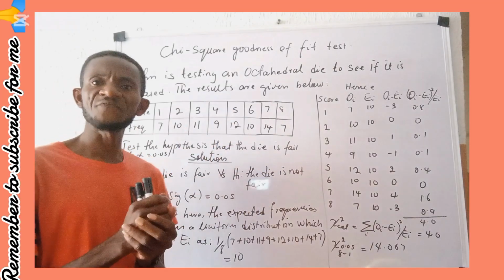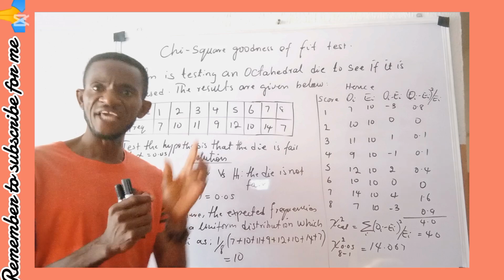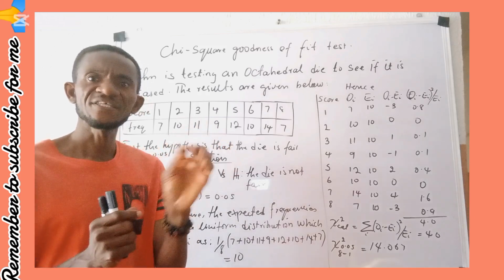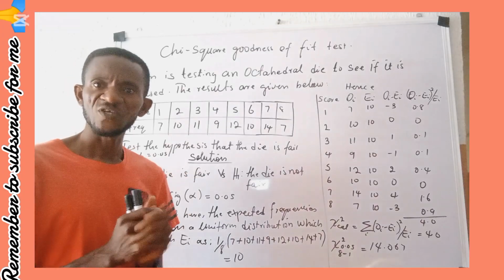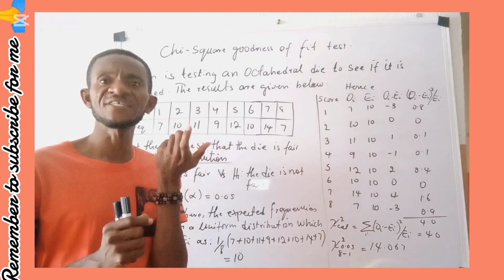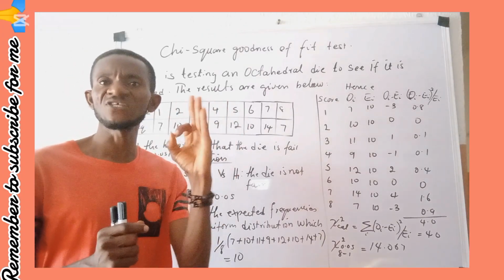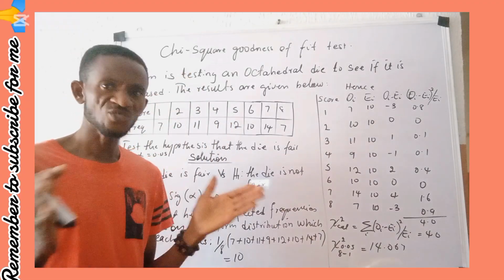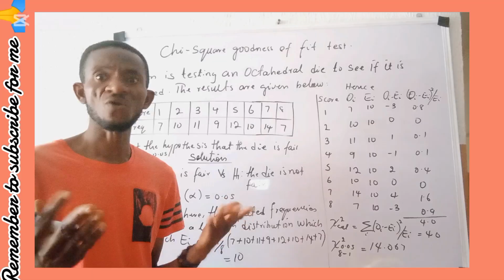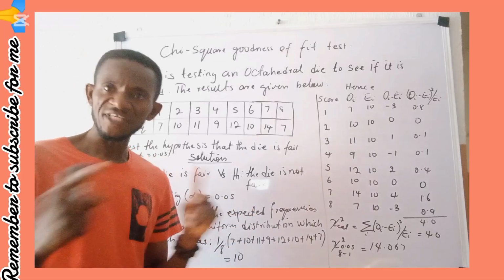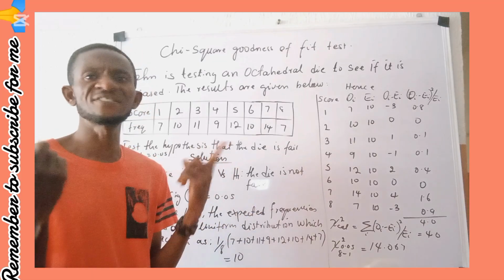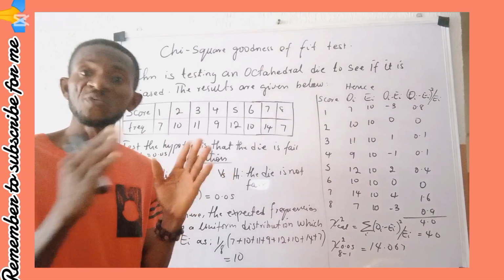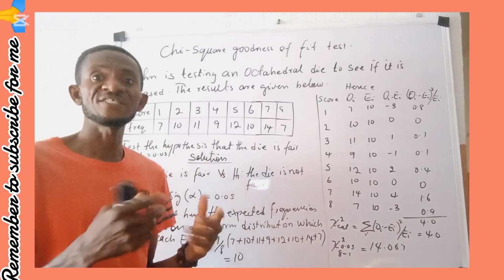What is this kind of question trying to ascertain? If the octahedral die is uniform. Uniform in the sense that each face has the same probability or chance of occurring. That is what we call fair, that is what we call unbiased. But if the faces have different probabilities of coming up, we say that it is biased or that it is unfair.